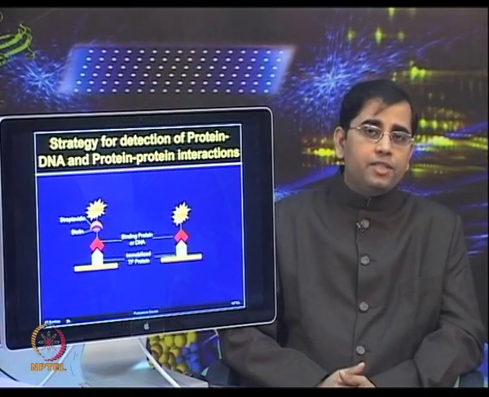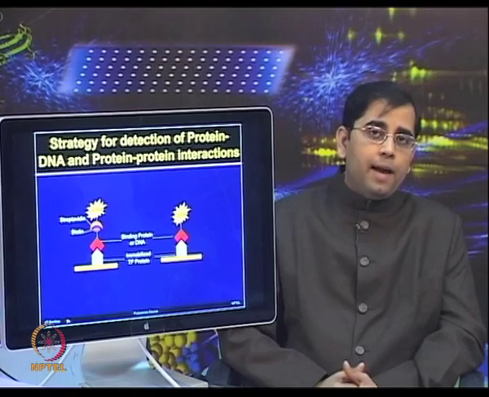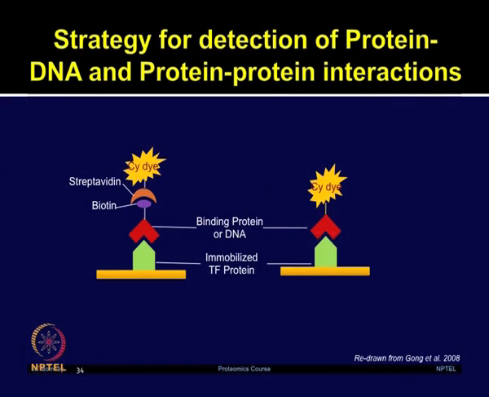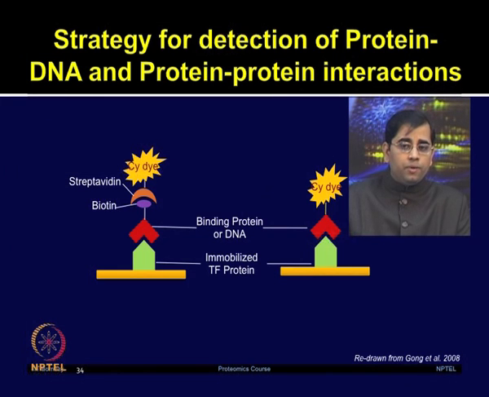Authors first defined the strategy for detection of protein-protein and protein-DNA interactions. As you can see in this slide, the left panel shows the sandwich assays which they developed for protein-protein interactions, where they first immobilized the transcription factor proteins, which were used to bind the binding protein or the DNA labeled with the biotin tag, and then streptavidin and Cy-dye chemistry was used to detect the signal. Similarly, the right panel shows the assay condition for the protein and DNA interactions.